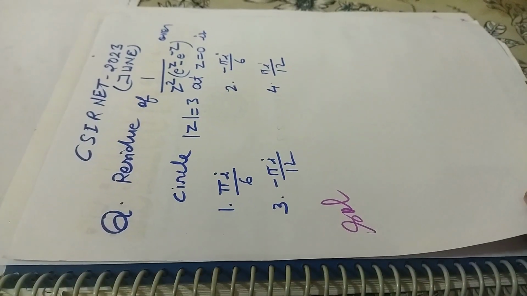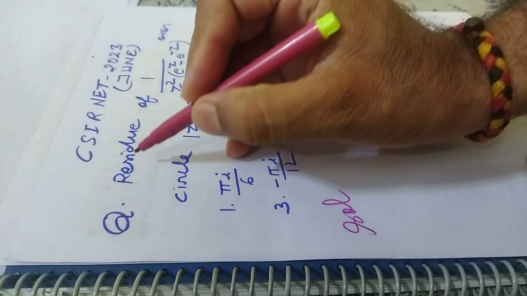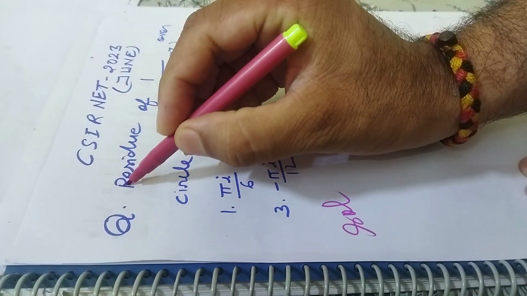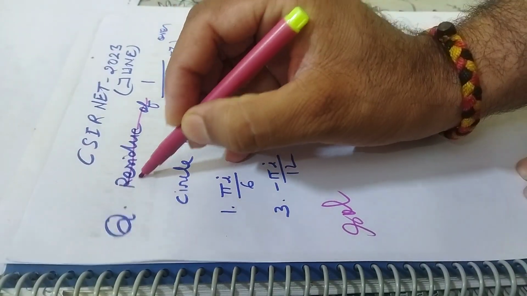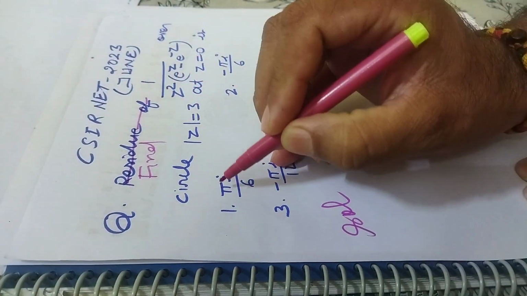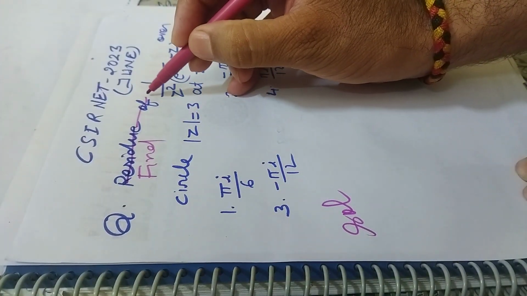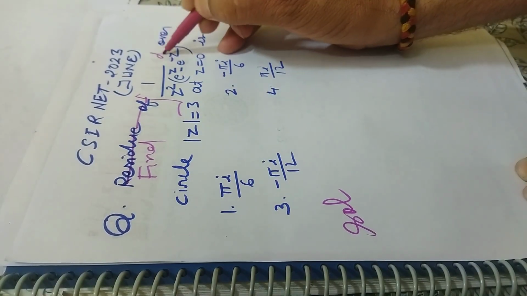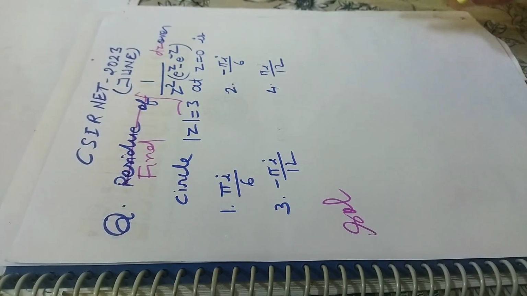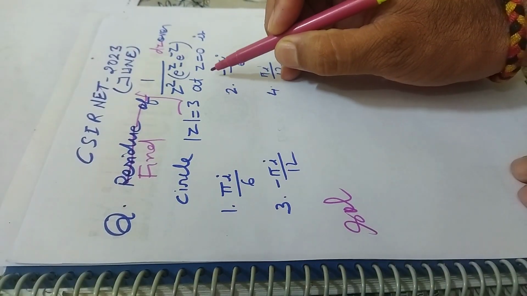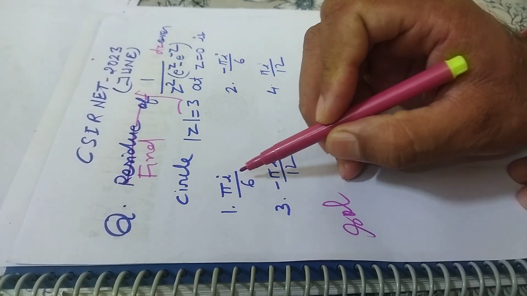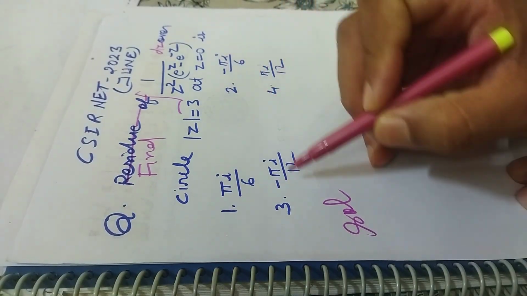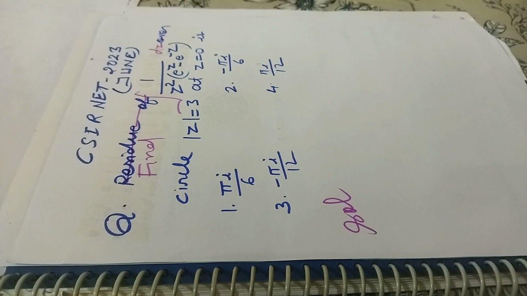Start math journey with me. The question, actually, this question is not the residue. Find this integration, over the circle |z| = 1, of this function at z equals 0. The first option is pi iota by 6, the second option is minus pi iota by 6, the third option is minus pi iota by 12, and the fourth option is pi iota by 12.